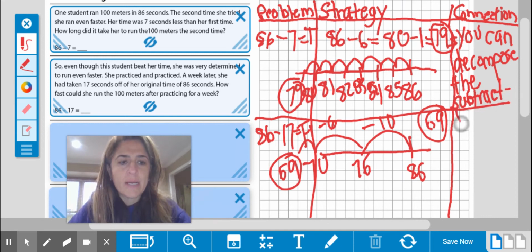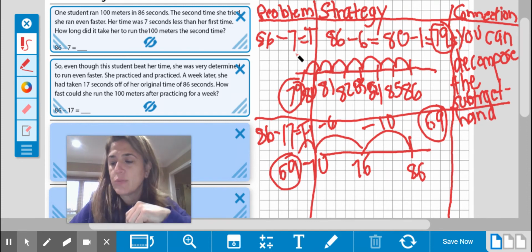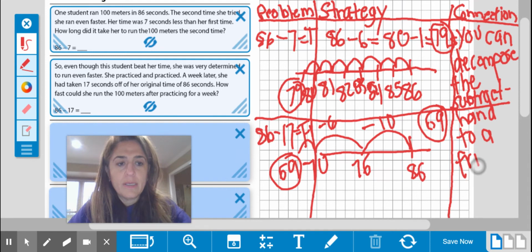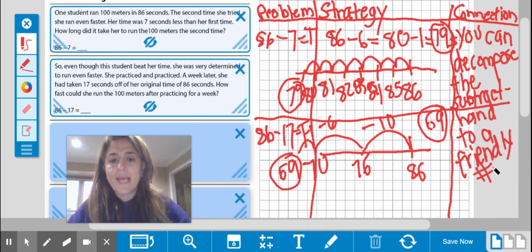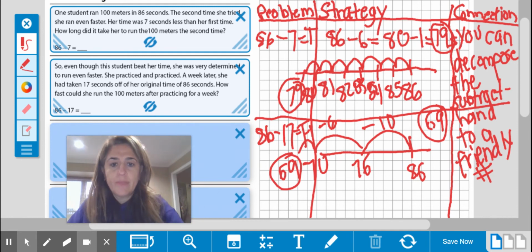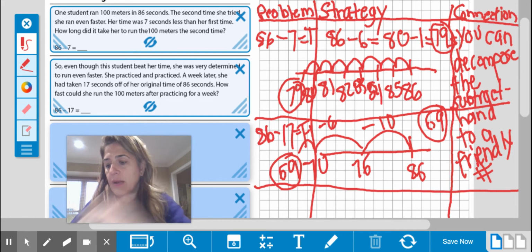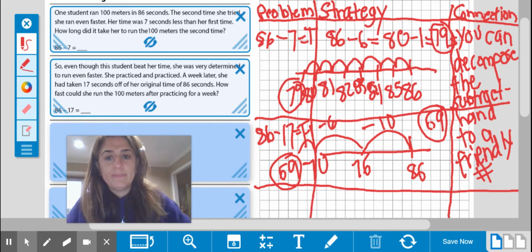So it's like subtract, and then you add a hand to it. Subtrahend. That's the second number in a subtraction problem. So you can decompose a subtrahend to a friendly number. And you can use hashtag, because in math, hashtag is number. So draw a line underneath that because these guys go together. And we're going to move on to the next one.